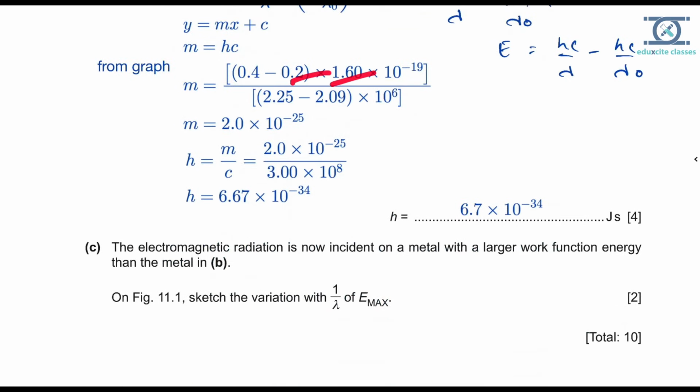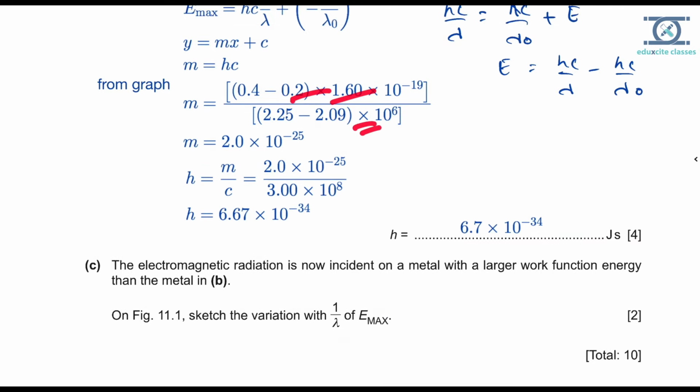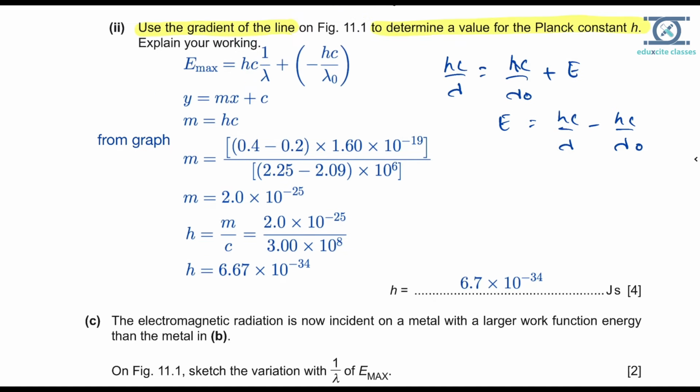So putting up the values, you will get your answer. M equals 2.0 into 10 raised to power minus 25. Now using this m divided by c, we will get the value of h, which, as we know, is 6.67 into 10 raised to power minus 34 joule. This is just a calculative part.